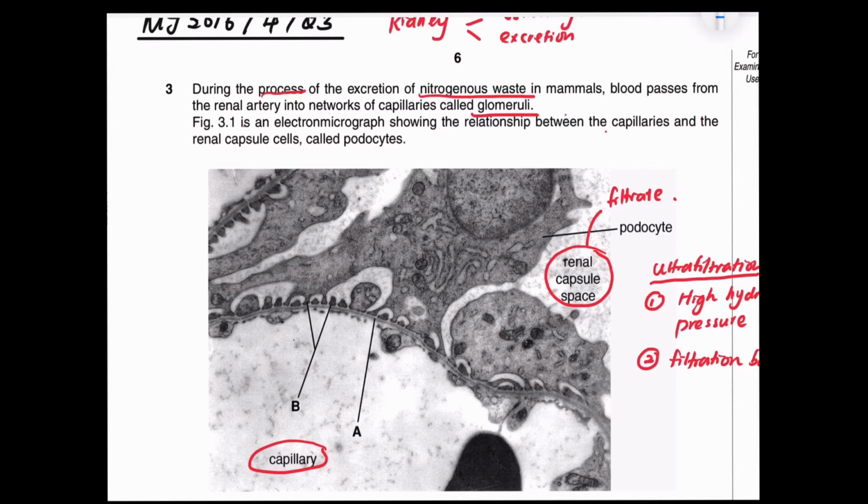So the first layer will be the gaps between the endothelial cells. So you can tell that these are the endothelial cells, because you can see gaps between the cells. Although it's not very obvious, not every part you can see the gap. So we're going to identify these as the gaps between the endothelial cells.